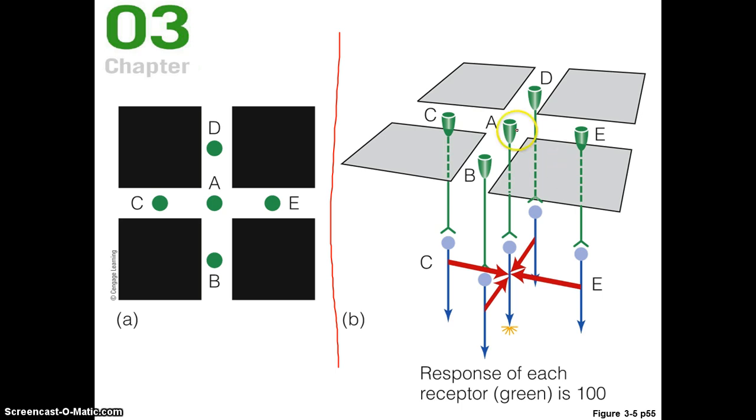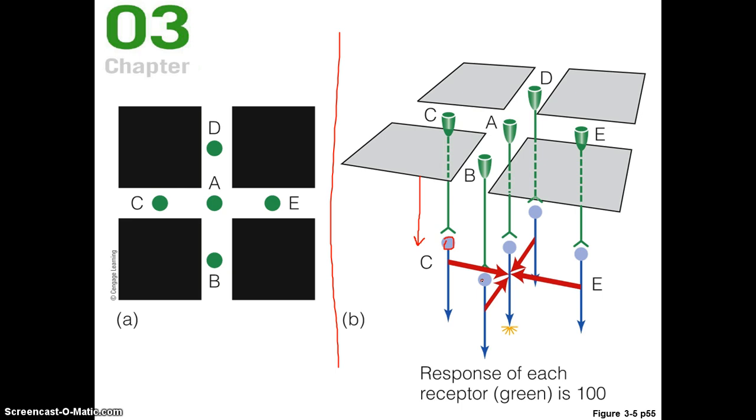So what we also have drawn out here is the way in which these receptors are sending their signals vertically to other cells in the retina. Each of these blue objects here is a bipolar cell in the retina. Okay, so each of these receptors is synapsing onto a different bipolar cell in the retina.